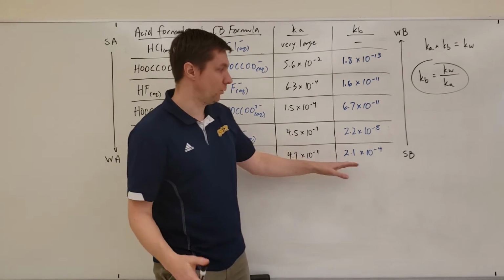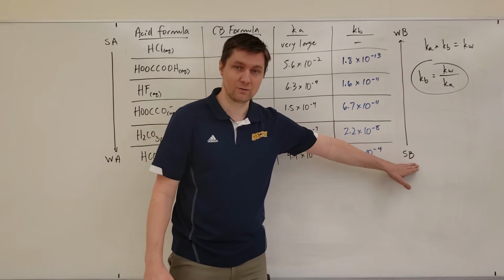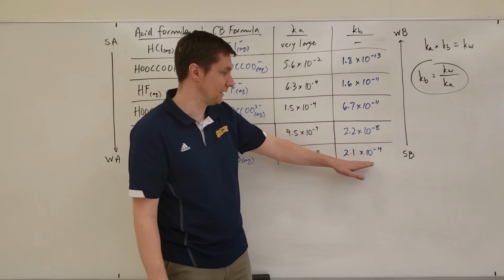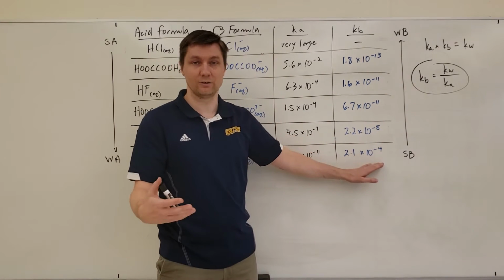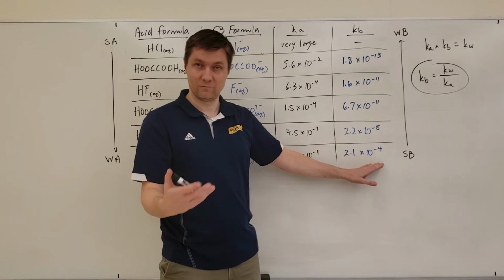And again, I wanted to point out that if my strong bases are down here in the bottom right-hand corner, I would then expect my Kb values to be fairly high.